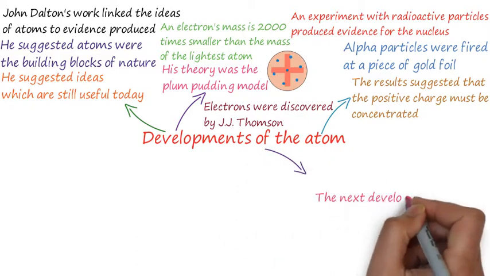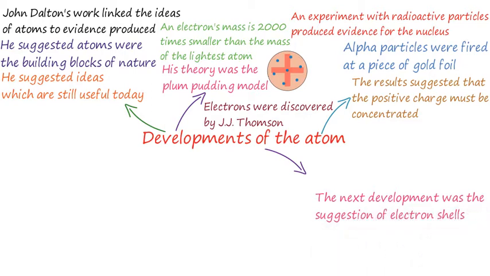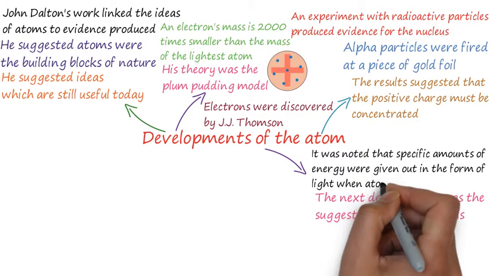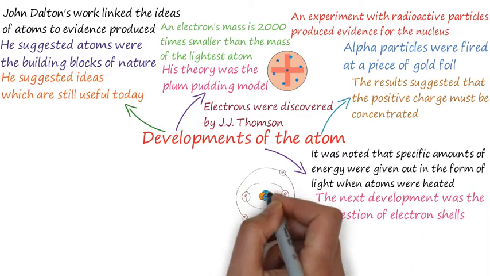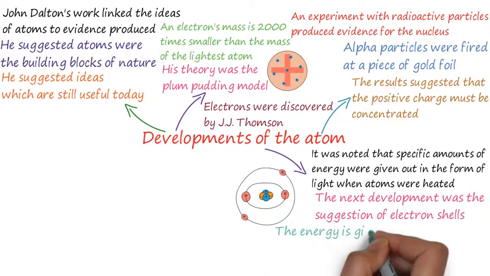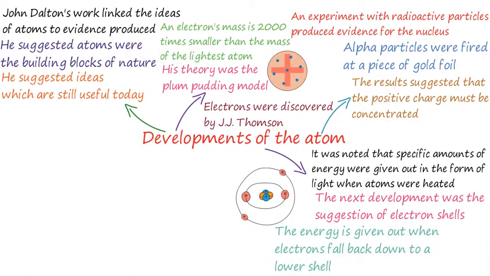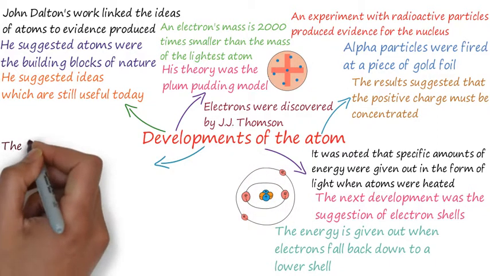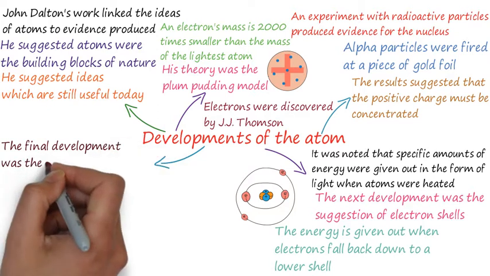The next development came from the suggestion of electron shells. Bohr studied results from experiments involving atoms being heated. He noted that specific amounts of energy were given out in the form of light when the atoms were heated. This led him to believe that electrons must be orbiting by a set distance from the nucleus, and that electrons were fixed in shells, with each shell having a specific energy. He suggested that the energy is given out when electrons that have been excited to a higher shell fall back down to a lower shell.